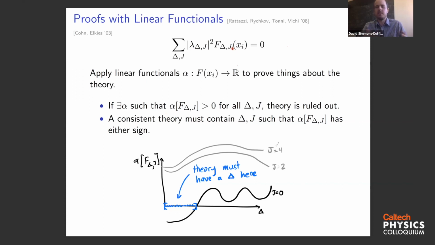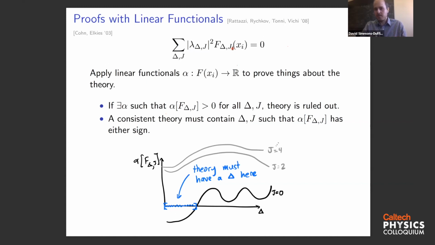For example, if someone comes to you and says, I have a hypothetical theory, and I think it has a scaling dimension delta equals 5 and another one delta equals 7, and that's it, then all you need to do is go off and try to construct a functional that's positive for delta equals 5 and delta equals 7. And if you can, you've ruled out their hypothetical theory.